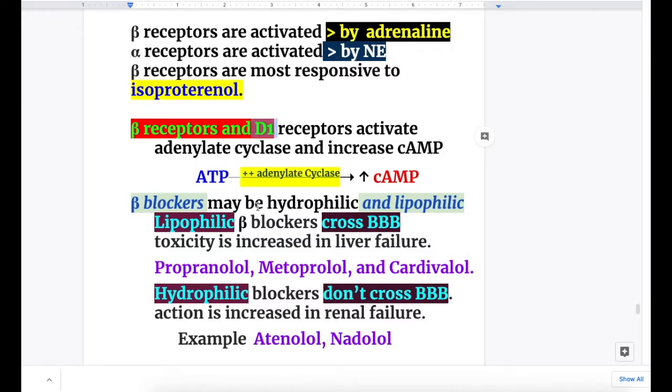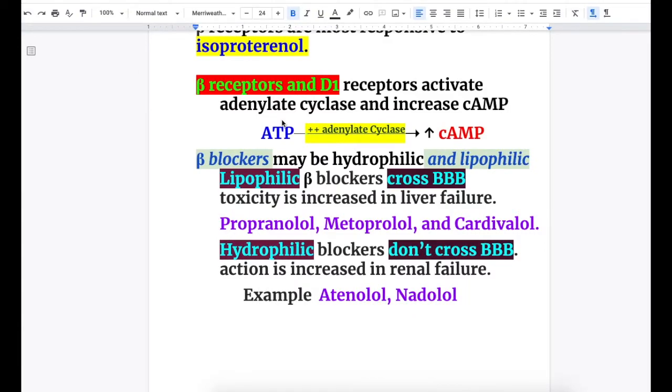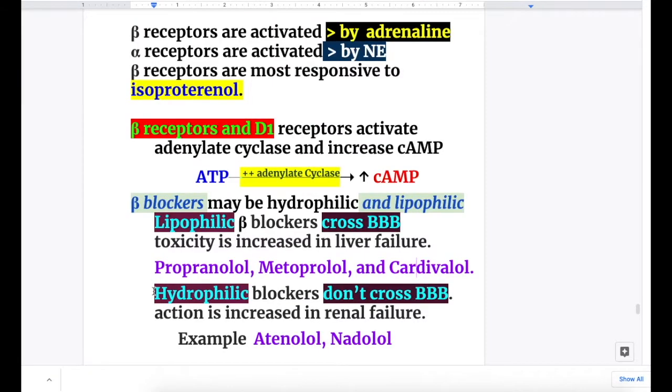Beta blockers may be hydrophilic or lipophilic. The lipophilic beta blockers cross the blood-brain barrier and their toxicity is increased in liver failure. Examples of lipophilic beta blockers are propranolol, a non-selective beta blocker, metoprolol, a cardioselective beta blocker, and carvedilol, an alpha-beta blocker. The hydrophilic beta blockers do not cross the blood-brain barrier and their action is increased in renal failure. Examples are atenolol, a cardioselective blocker, and nadolol, a non-selective beta blocker.